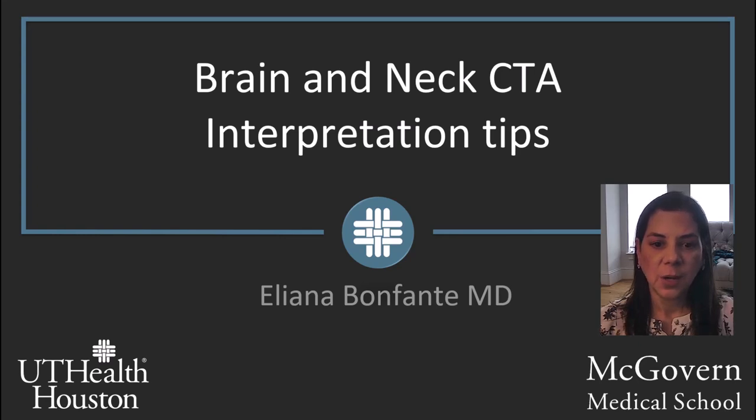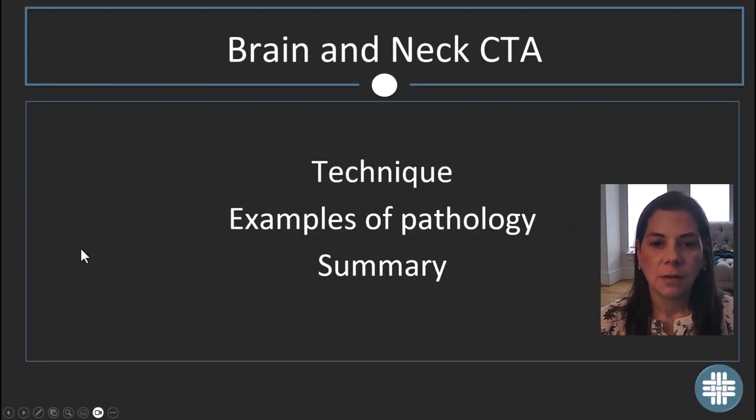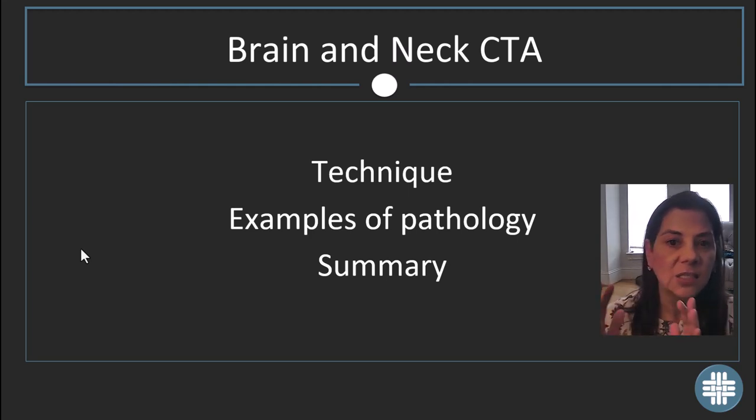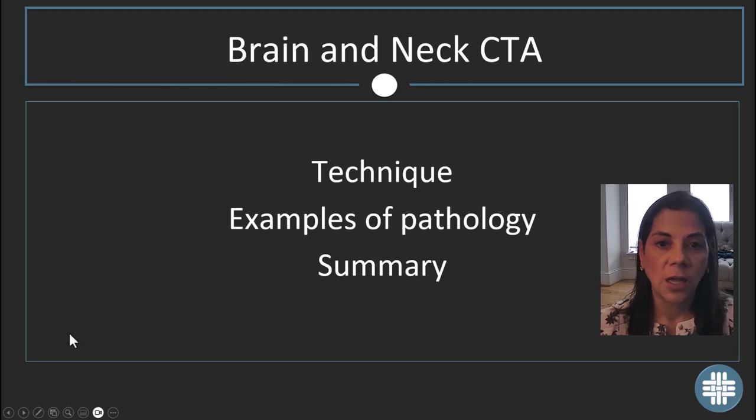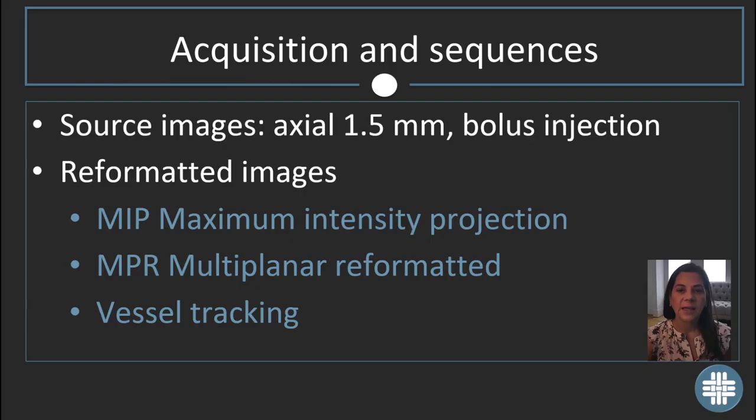In this video I will be talking about interpretation tips for brain and neck CTA. This lecture is going to be divided in three sections. First, we're going to talk about the technique and the types of reformatted images that we are presented with. Then we're going to see examples on pathology, including traumatic injuries and cerebrovascular disease, which is the vascular imaging that we do in patients with ischemic and hemorrhagic stroke. Lastly, we are going to summarize some interpretation tips.